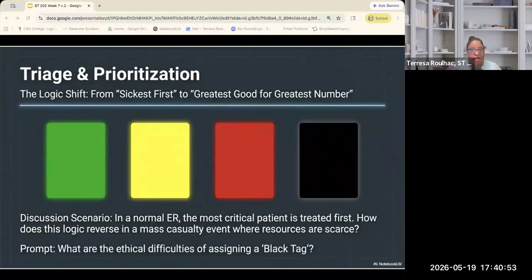Disaster ethics are uncomfortable, y'all. But discomfort does not mean dysfunction. It means responsibility. And our goal is always going to be the same: we're preserving life with the resources that we have available. Does that make sense? Okay, again, make sure you read and go through and have a good understanding of exactly how the chapter describes these tags: green, yellow, red, and most definitely black.